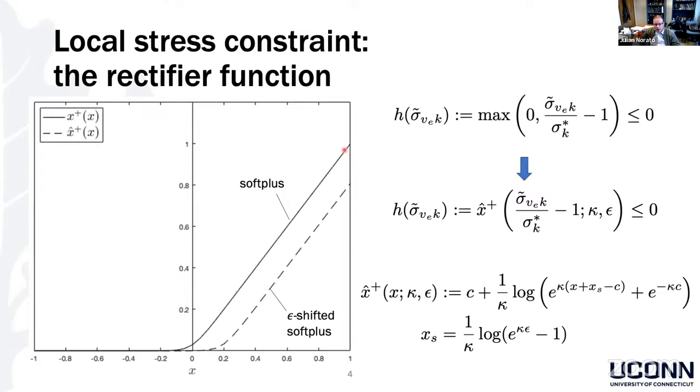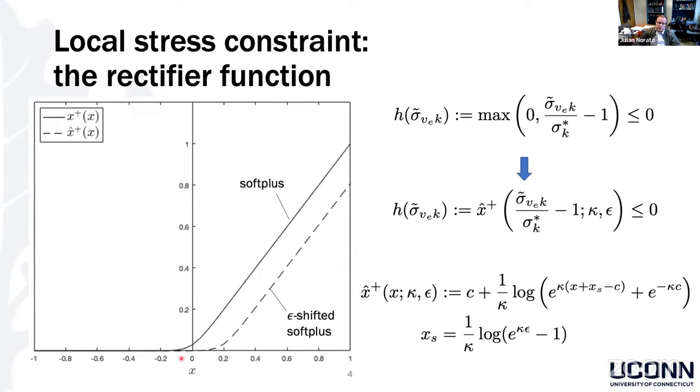And so this function, ideally, if the stress limit is satisfied, it should give you zero. And if it's violated, it should give you some positive number. However, the softplus function as it is has a small but nevertheless finite value at zero. And so if we use the softplus function directly to model these local stress constraints, we would end up with a design that is very conservative, right?